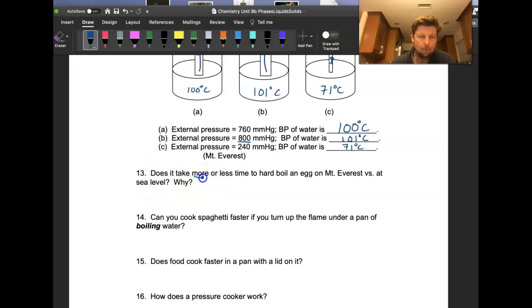It's actually going to take more time. And this can be a little confusing because you're like, well, it only has to get to 71 degrees, so isn't it going to boil quicker? That's true. It will boil more easily, but it'll also boil at a lower temperature. So it's the high temperature that cooks the egg, not the act of boiling. So at 71 degrees, it's not as hot, so it'll be a lower temperature. So that means you're going to need a longer cook time.